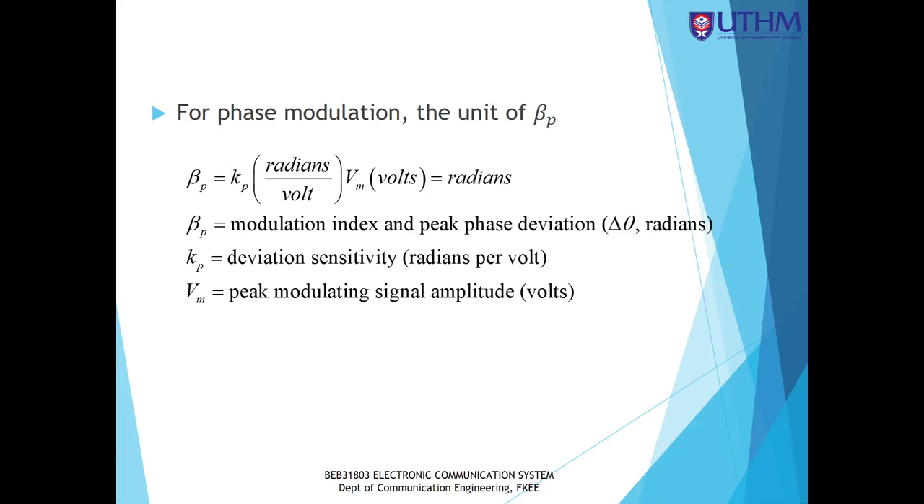So what is beta P? Beta P is KPVM. The unit for KP is radian per volt, and the unit for VM is volt. So if you multiply both of these, radian per volt multiplied by volt, you will get radians. Okay, so beta P is in terms of radians.